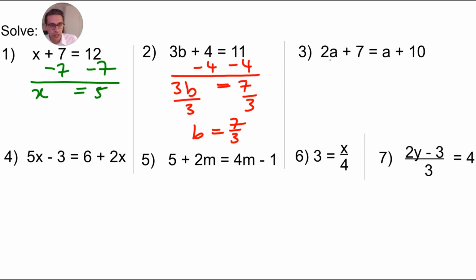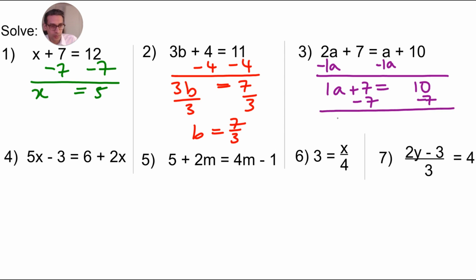Question 3, we have unknowns on both sides. We're going to take away or add the least unknown, so the least one is the 1a. So to get rid of 1a, we're going to take away 1a from both sides. So this becomes 1a plus 7 equals 10. And then we're going to take away 7 from both sides. So this becomes a equals 3.